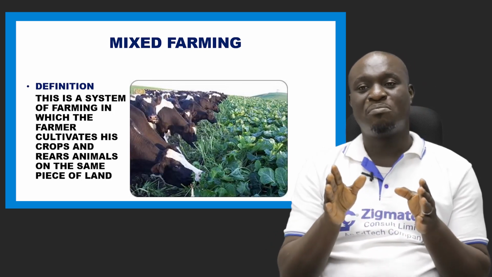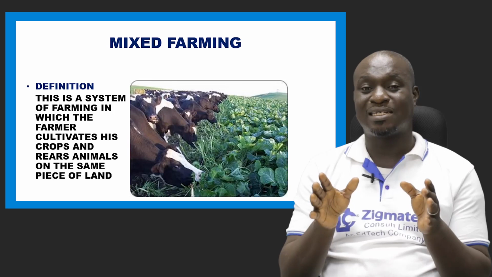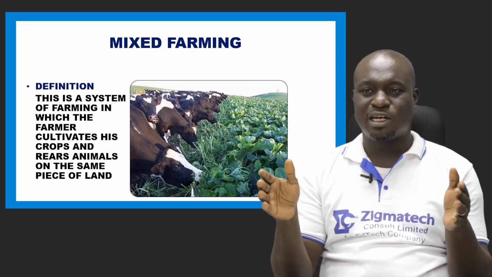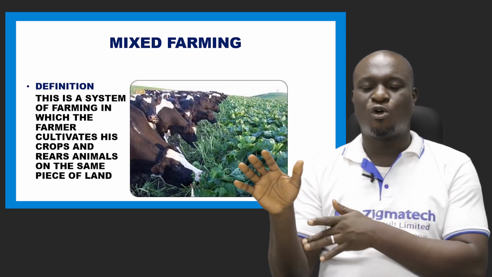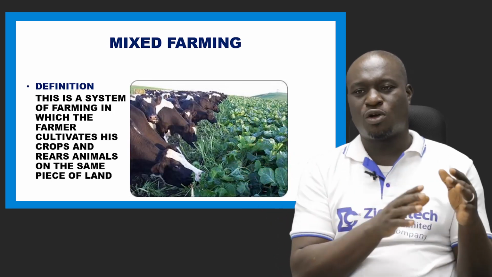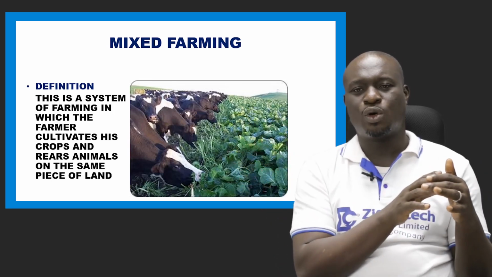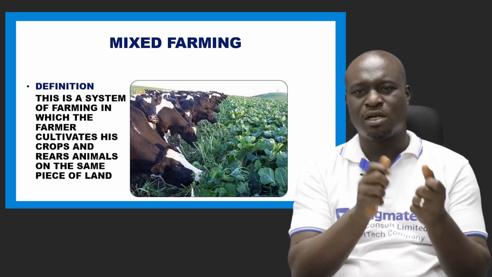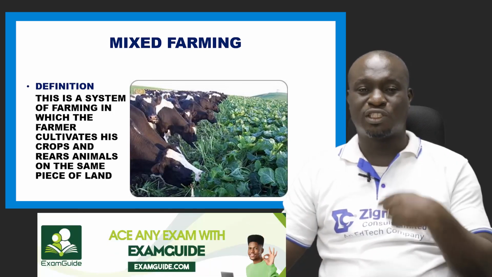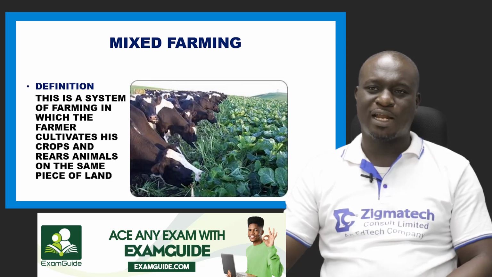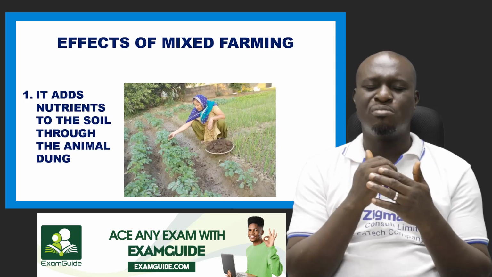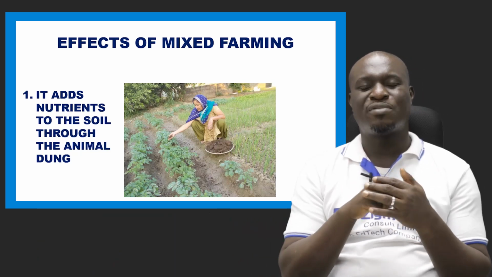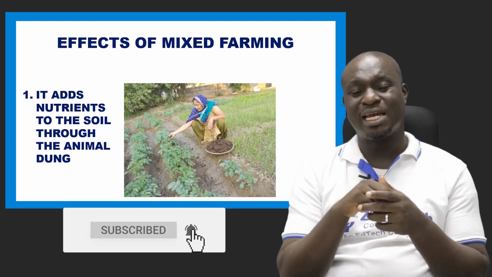Now, when we're talking about mixed farming, it involves a huge piece of land where you have some part where you rear animals, and you also have some part where you cultivate crops. So that's why we call it mixed farming. It is mixed crops as well as animals being cultivated and reared on the same piece of land. The next thing is effects of mixed farming. Please note that mixed farming is also one of the best farming practices in agriculture.